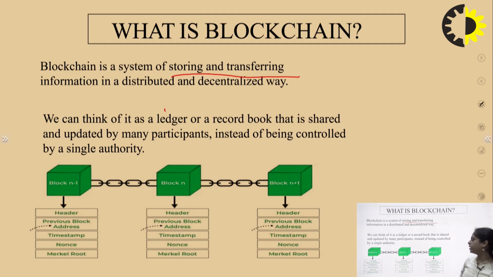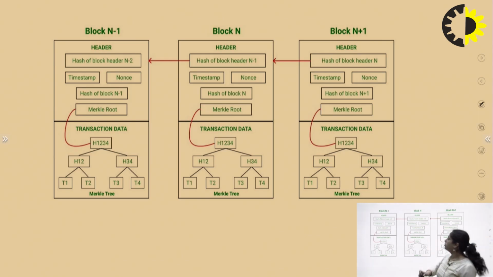Now we can see that there are different blocks attached in the blockchain, but what exactly does a block contain? In a single block, we store the header value, previous block address, previous hash value, timestamp, and nonce value. The nonce value is a number used once, which is generated by the miners. And this is the Merkle root, which holds all the transactions happening there. So this is the structure of the blockchain.